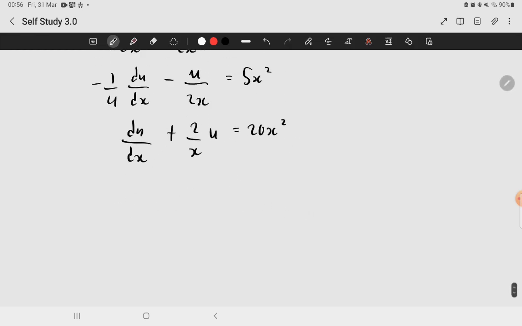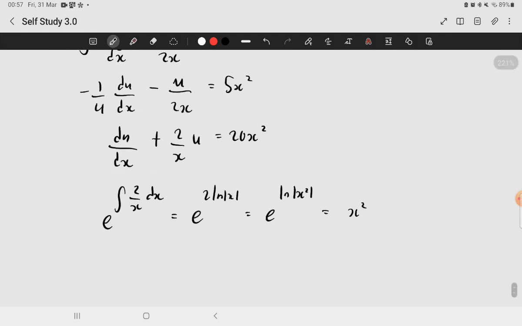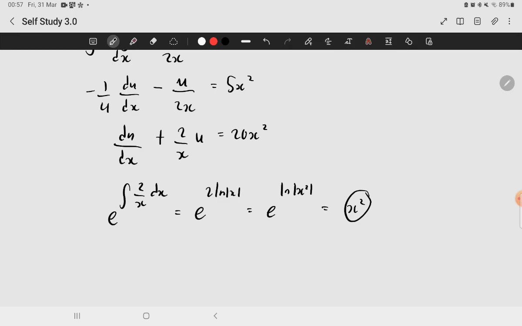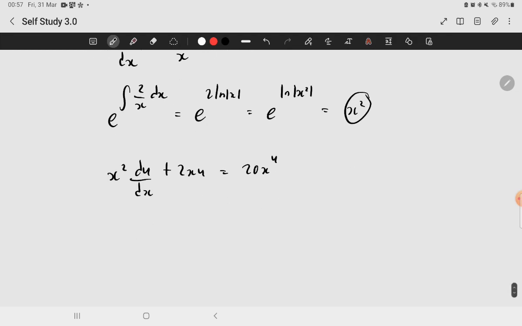And then solve as usual. We integrate 2 over x dx, and this results in 2 ln x, and then we obtain e to the power of ln x squared, and using one of the properties of logarithms, finally it will be x squared. The reason we ignore the absolute value is that x squared is always positive for all values of x in the real set, so we can ignore the absolute value completely. Anyway, this is our integrating factor, which means we have to multiply both sides by it. So x squared du/dx plus 2xu is equal to 20x to the power 4. When you realize that this left side is the product rule, taking the derivative means it will be like this.